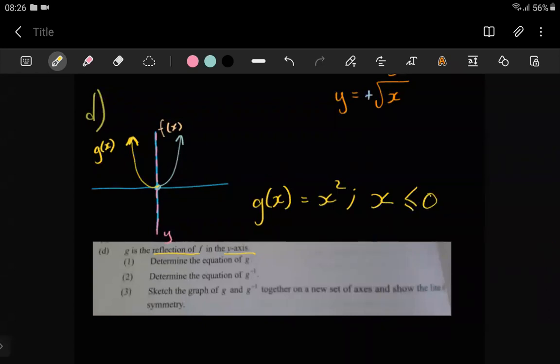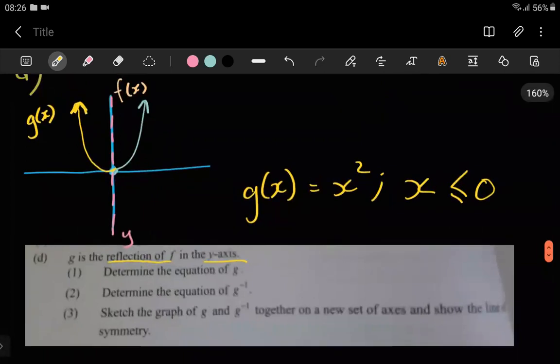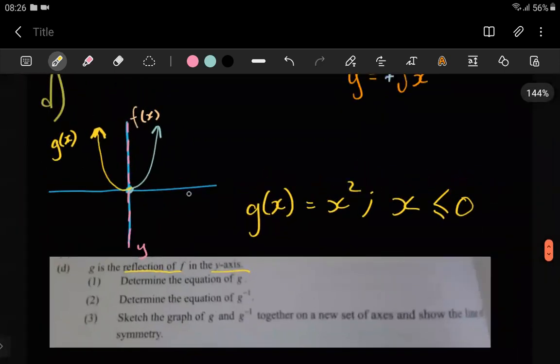Is it because the x becomes a negative? Yes, because remember, this is x, the positive side of the x-axis. This is the negative side of the x-axis. You see, positive, negative. It's just flipped over.